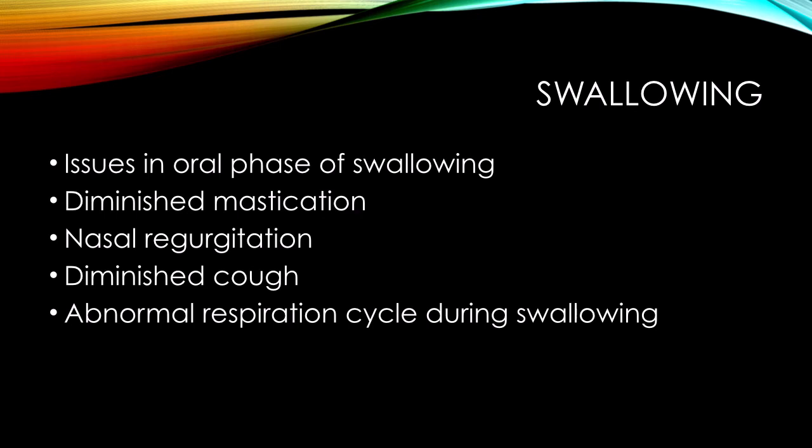Swallowing issues mainly occur during volitional movements in the oral phase of swallowing. They will express diminished mastication due to weak and uncoordinated muscles. They may have nasal regurgitation and diminished cough. They will show abnormal respiration cycle during swallowing due to the weak muscles of respiration. Therefore, assessing and managing diet levels to prevent aspiration is vital in these patients.